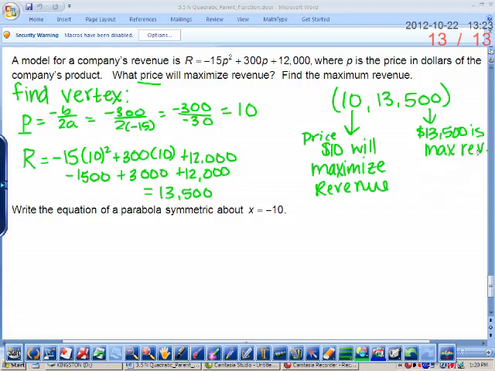Okay? All right. Write the equation of a parabola symmetric about x equals negative 10. There are many right answers, but I want you to try and come up with one. I'm going to give you a sec to try it. Symmetric about the line x equals negative 10. So that's basically saying, what's your axis of symmetry? X equals negative 10. It's an equation.